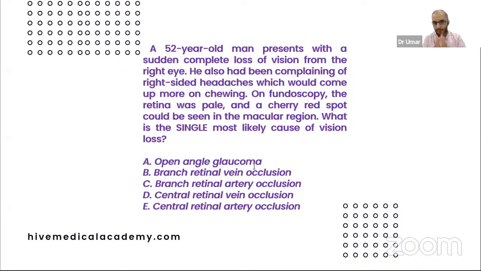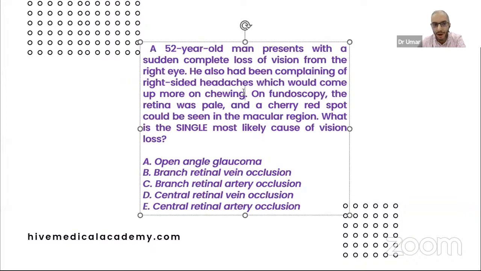Now, I might be assuming here, and if I'm incorrect, please do let me know. But I think someone might have read the scenario and thought, this is a man presenting with sudden visual loss associated with headaches, and so thought glaucoma straight away. However, do take note of the other pieces of information in the scenario. So it's complete visual loss, yes. He's complaining of right-sided headaches, which are worse on chewing.